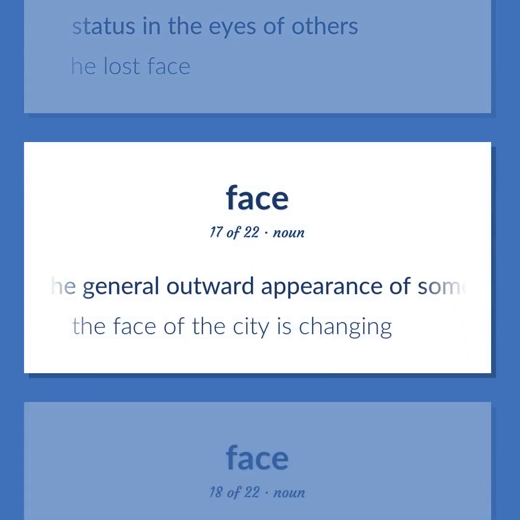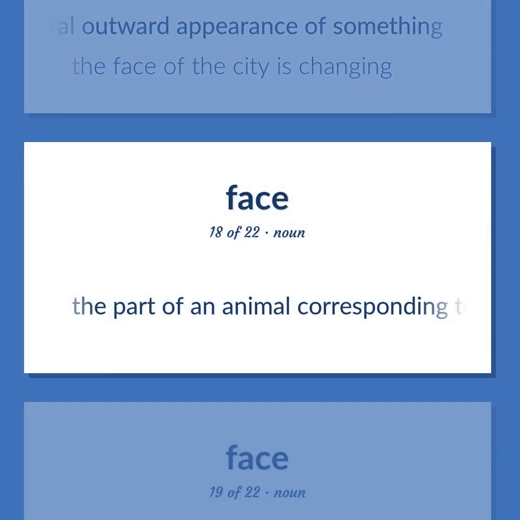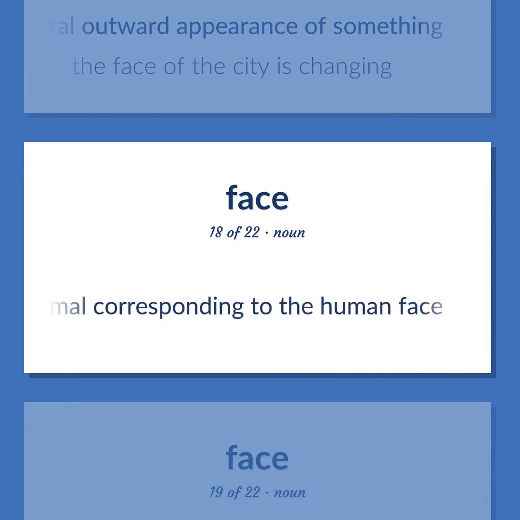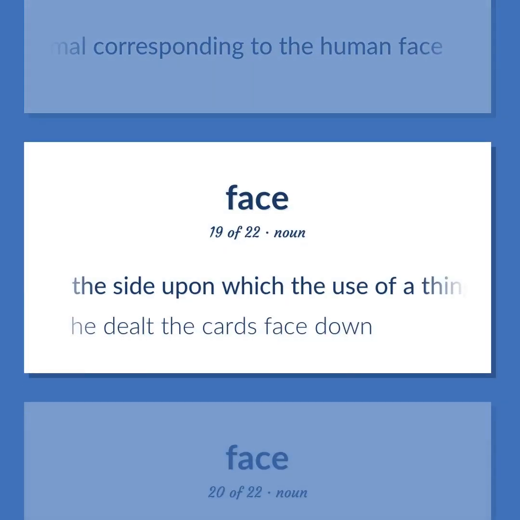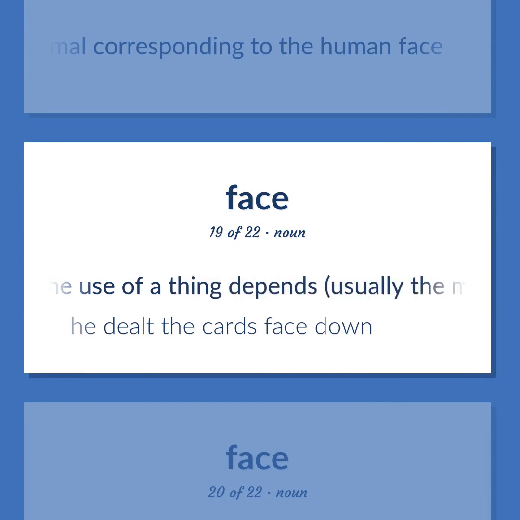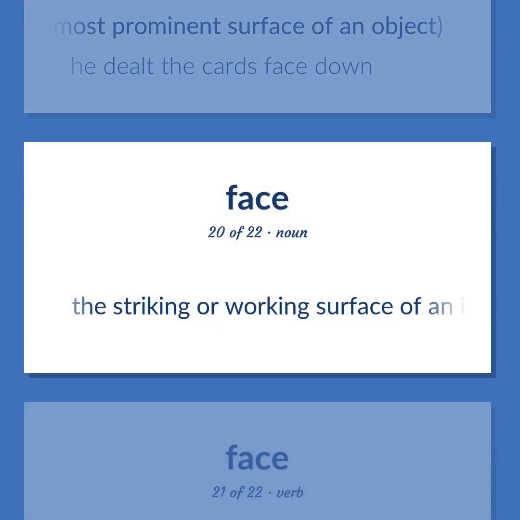The general outward appearance of something. The face of the city is changing. The part of an animal corresponding to the human face. The side upon which the use of a thing depends, usually the most prominent surface of an object. He dealt the cards face down. The striking or working surface of an implement.